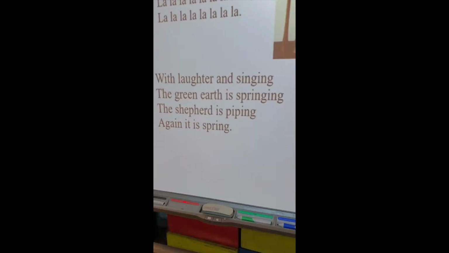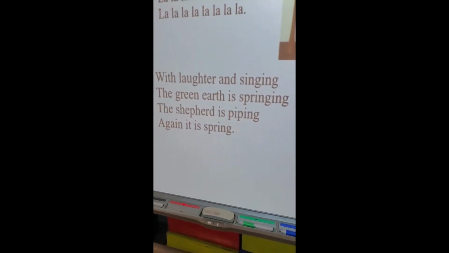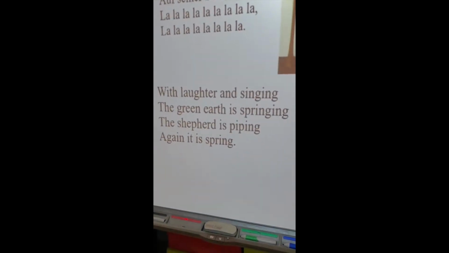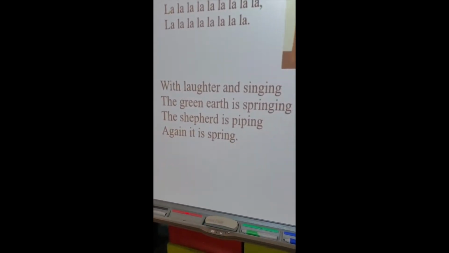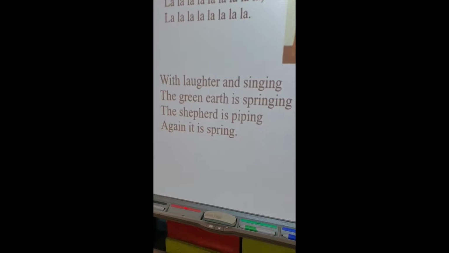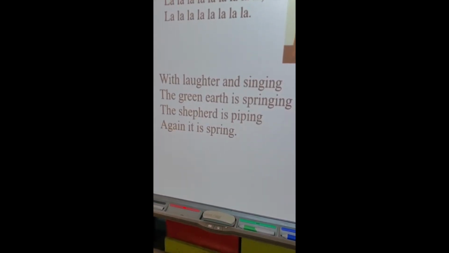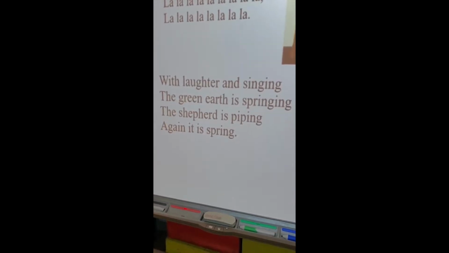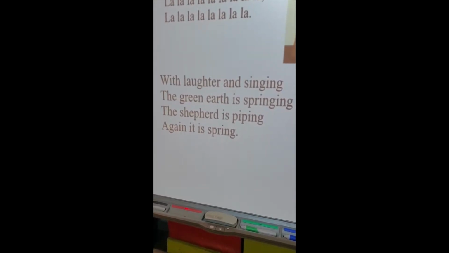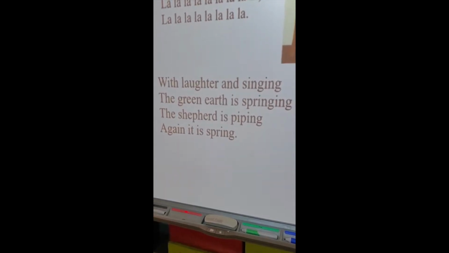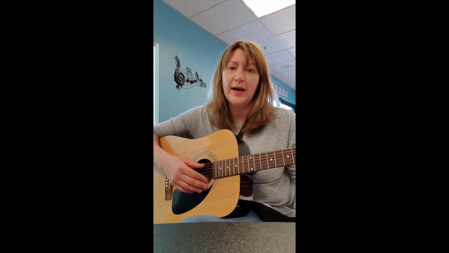I have an English version that I really liked. Whoops, almost dropped my guitar. Repeat after me. With laughter and singing, the green earth is springing. The shepherd is piping. Again, it is spring. Let's give it a try.